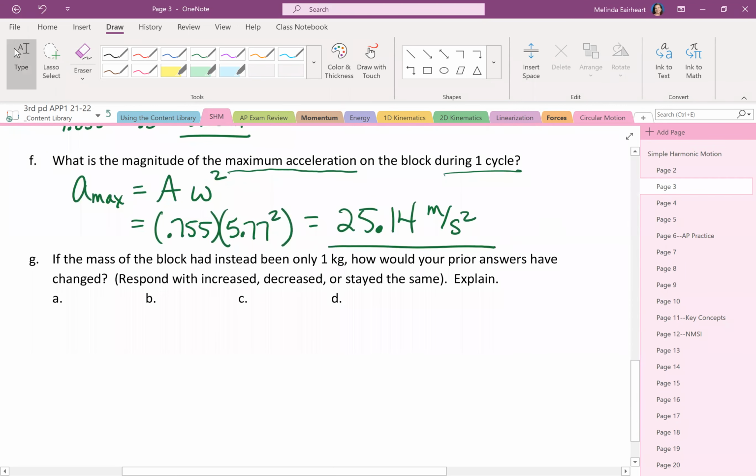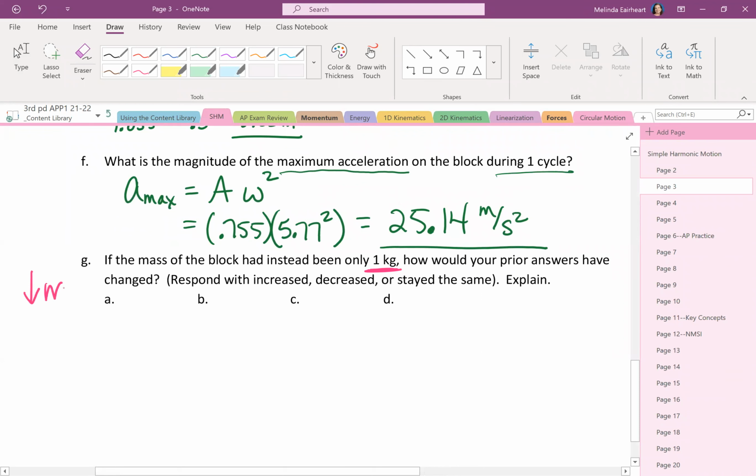Okay, so lots of calculations there. Let's take a break from that and do some concept questions. Now, imagine the mass of the block is only 1 kilogram. So we decreased the mass, right? How would your prior answers have changed? So it's A, B, C, D. We're just comparing the new answers for up above A, B, C, D. Will it increase, decrease, stay the same? Explain. I don't think I have enough room to do like 4 complete sentences, but always relate it back to a physics concept, back to a law, an equation when you're explaining. So I'll kind of put it in symbol form for room reasons.